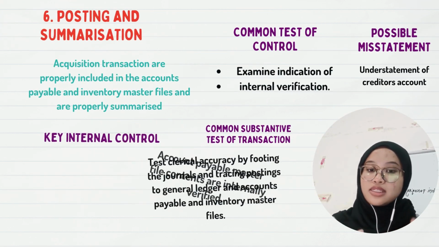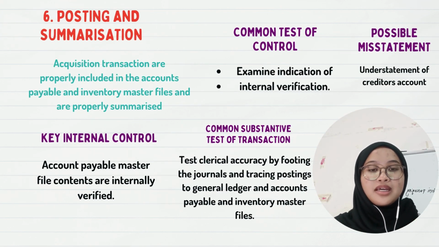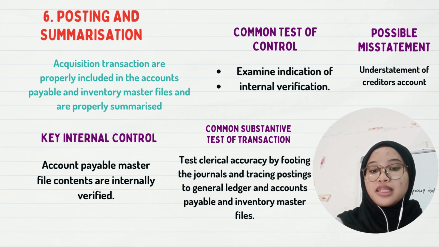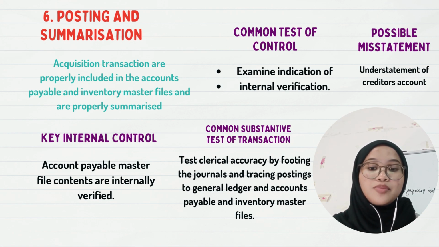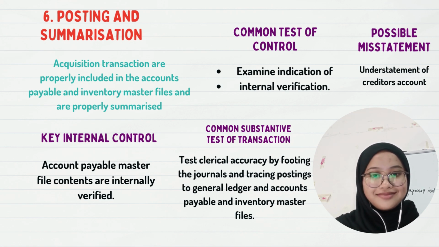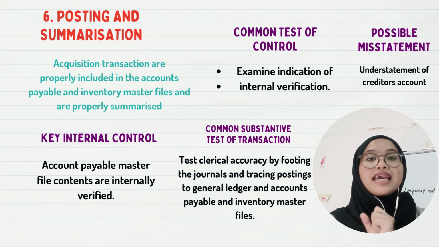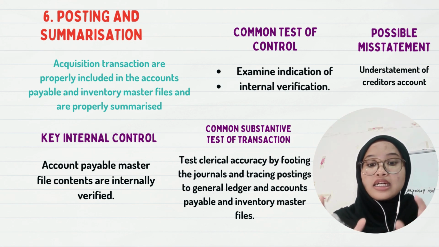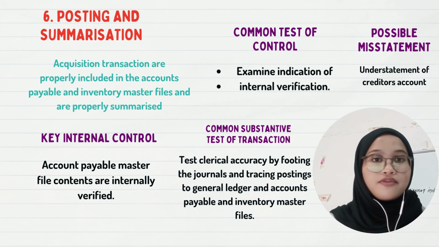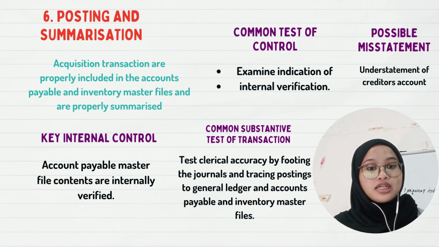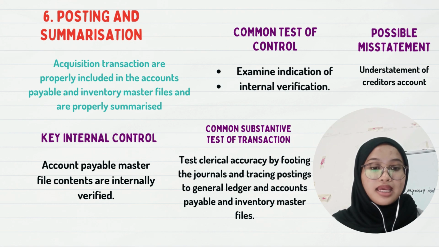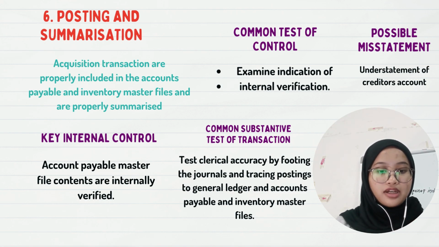The last one is posting and summarization. So the transaction related is acquisition transactions are properly included in the accounts payable and inventory master files and are properly summarized. So the key internal control for this is accounts payable master file contents are internally verified. So the first procedure, which is common test of control, we have to examine indication of internal verification.